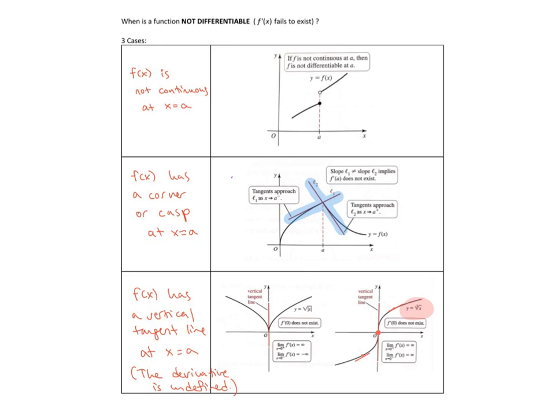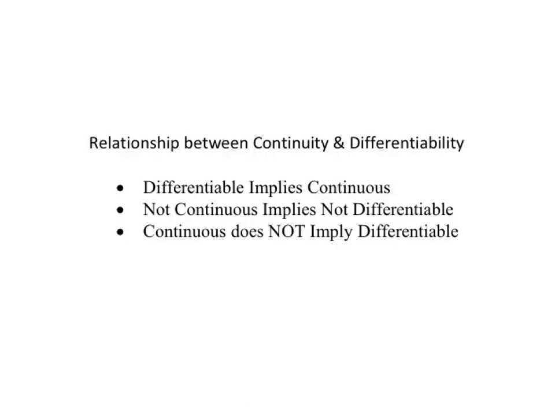Now a quick note about the relationship between continuity and differentiability. If a function is differentiable, that implies that it is also continuous at that point. So differentiable implies continuous because continuity is a requirement for differentiability. If a function is not continuous, that implies that it is not differentiable. But if a function is continuous, that does not imply differentiable.